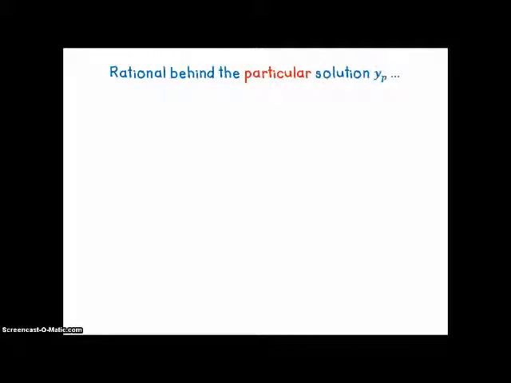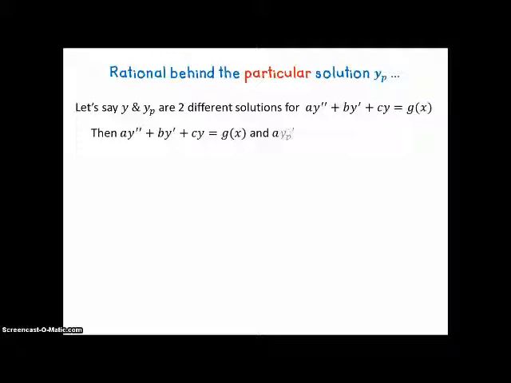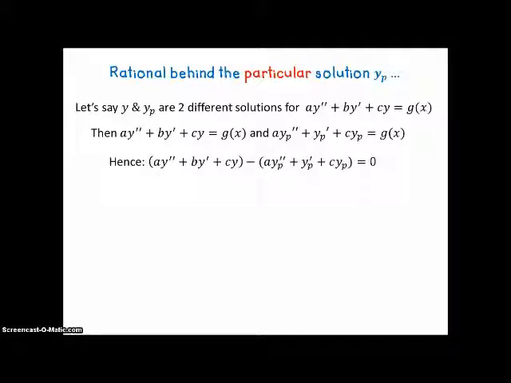Now, we're not going to prove this, but we are going to show you the rationale behind the particular solution yp. Let's say y and yp are two completely different solutions for our differential equation here. Okay, well then that means that if we take our equation and put y in, we get g of x. And if we take our equation and put y sub p in, we also get g of x. Therefore, if I take the first quantity on the left and subtract the second quantity on the left, then on the right I'm taking g of x minus g of x, and I'll get 0.